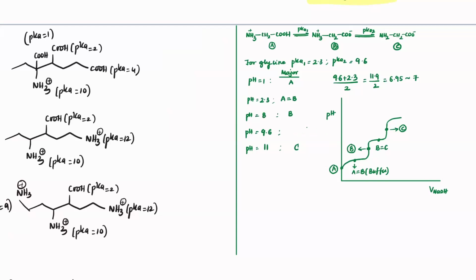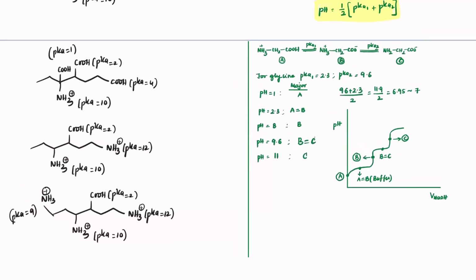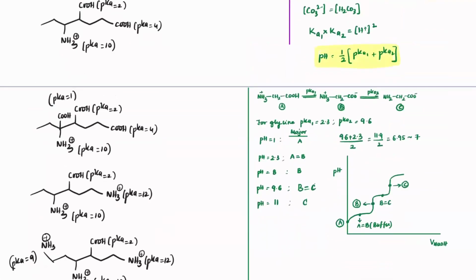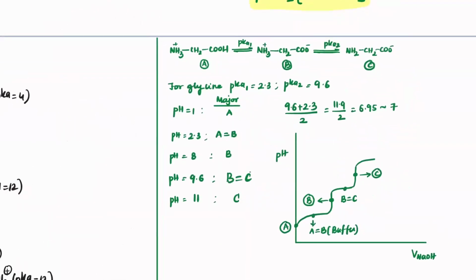Here I made a mistake. This should be B equal to C. Sorry, B is equal to C. Yeah, that is okay. Please check. Right. Now, please go through it once quickly. Check if you have understood how I plotted which is major and minor.